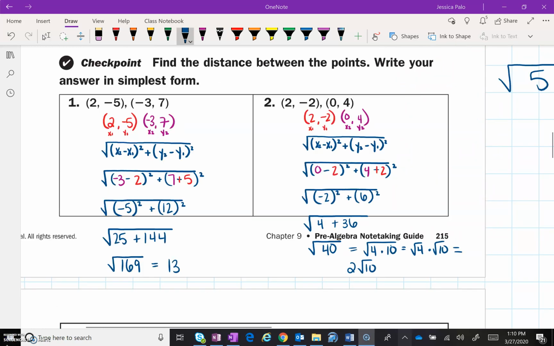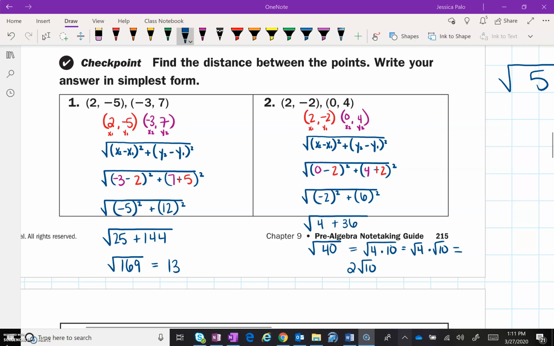Alright, here are your answers. For number 1, we plugged in x2, negative 3, minus x1, 2, and y2, 7, minus y1, which was negative 5. Minus a negative, that would become a positive. Then we simplified, squared the values, and took the square root. So you get a final answer of radical 169, and the square root of 169 is 13.